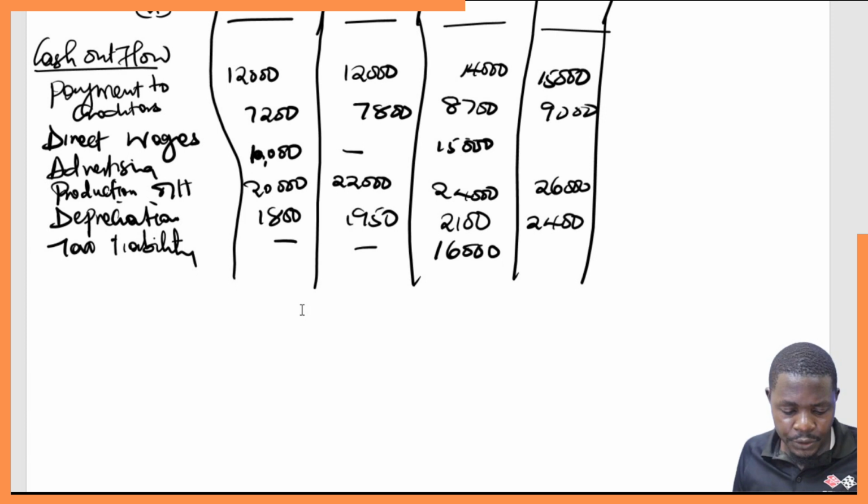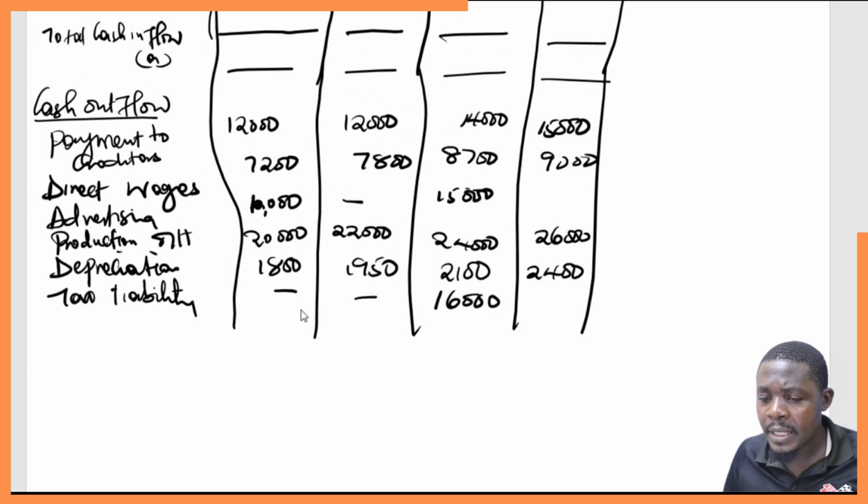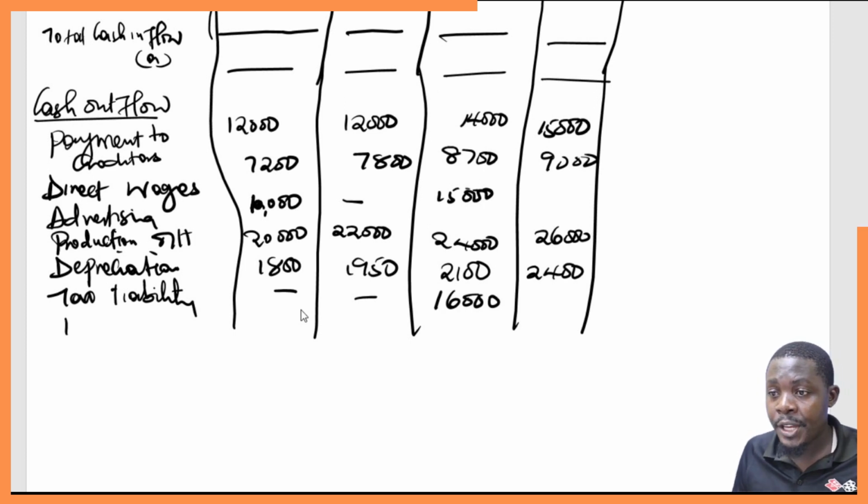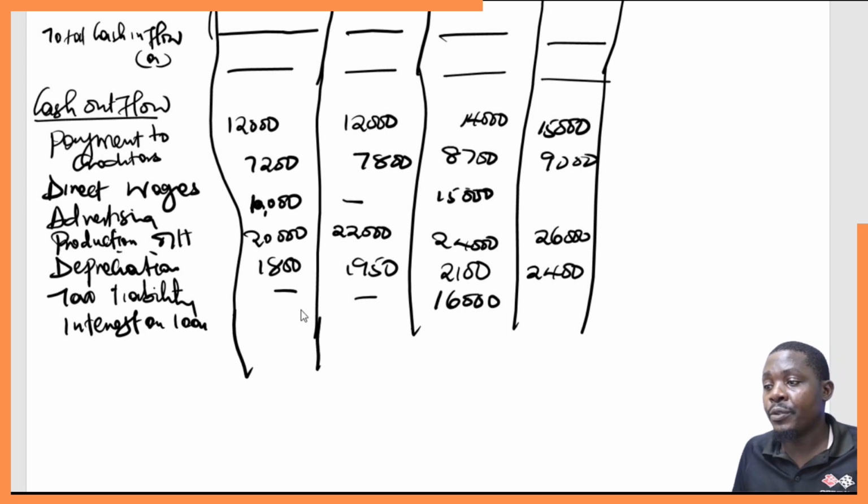$16 million is due in March. Okay, what else are we leaving out? Then we were told something that we can easily forget. We are told that interest on loan at the rate of 1% per annum shall be charged from February. Now we have interest on loan. From February, we are going to charge interest.